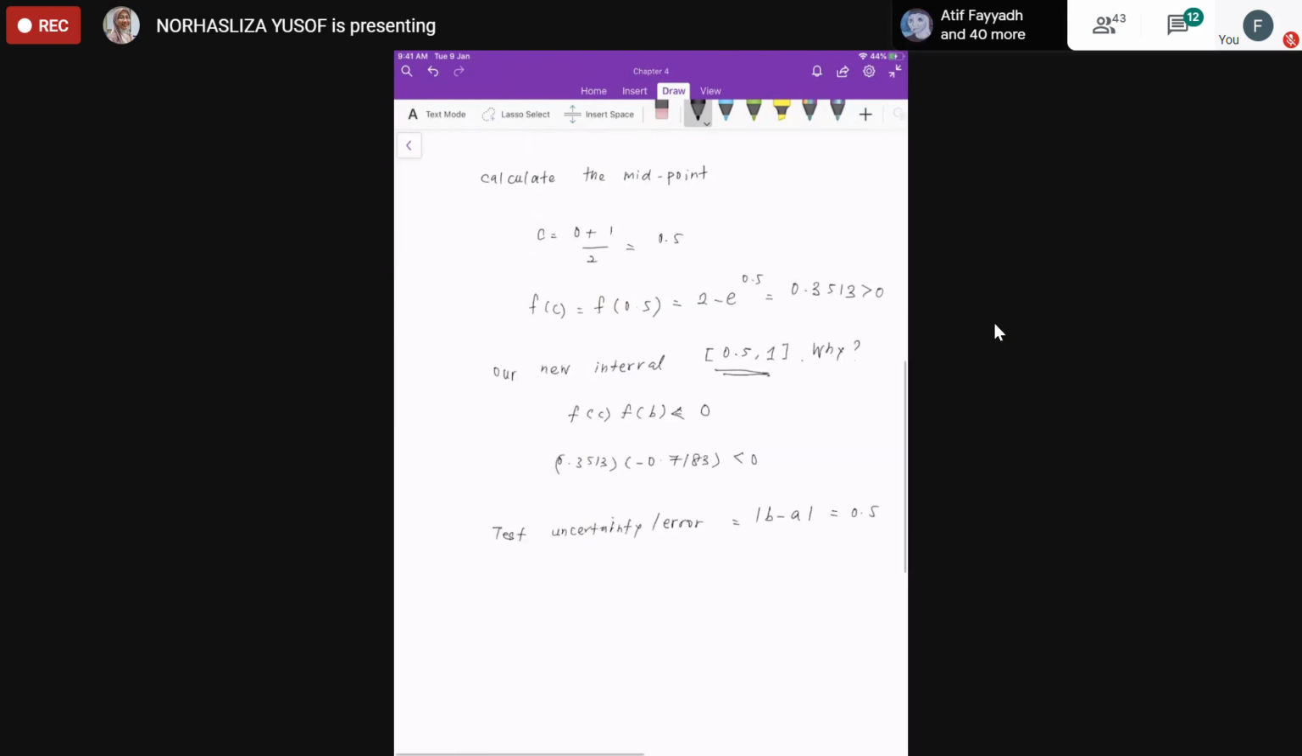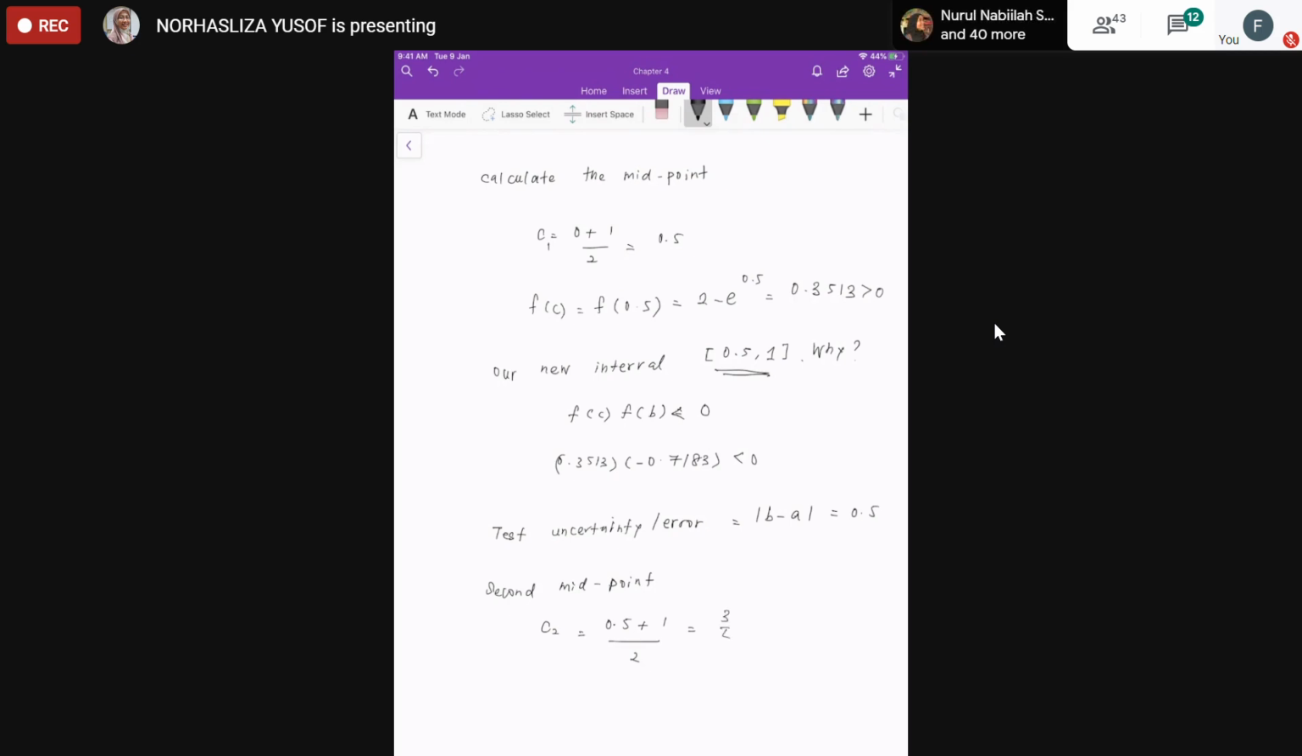After that, when you get the new interval, you have to test for the next midpoint, right? So our second midpoint, this is C2, this is C1. Now 0.5 plus this half, you get your new midpoint, which is 0.75. Let me see the slide again. So this one is 3/4.